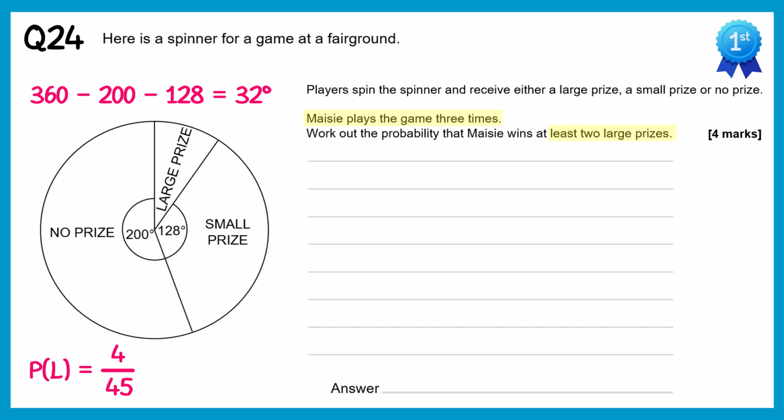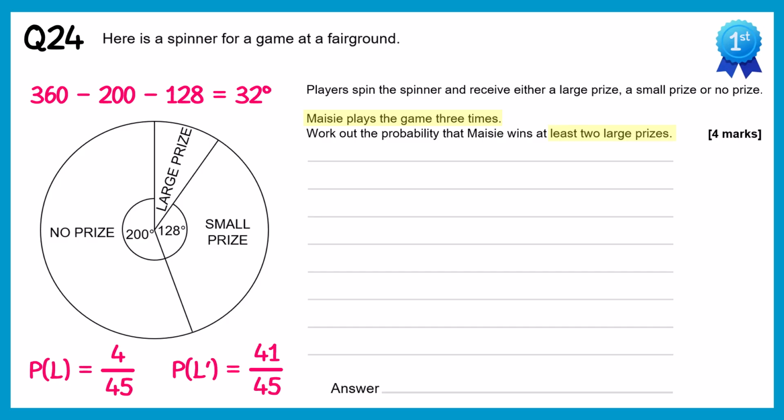Now, it would also be helpful in this question if we knew the probability of not winning a large prize, which we could write like this. We could find this out by subtracting the probability of winning a large prize from 1. So if you do 1, take away 4 over 45, you get 41 over 45. So we now know the probability of winning a large prize or not winning a large prize on any given spin. But Maisie's going to play the game 3 times, and we need to work out the probability she wins at least 2 large prizes.